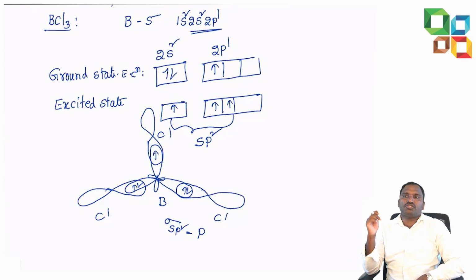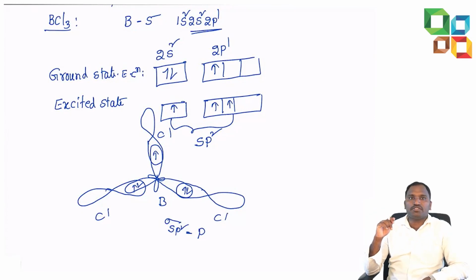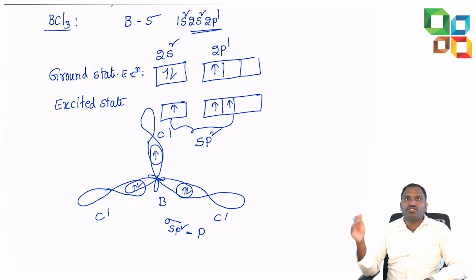So what things do you have to keep in mind while finding hybridization? First, write the electronic configuration, the ground state, taking only the valence shell. Afterwards, check how many bonds the central atom forms. So many unpaired electrons you create, and check which orbitals are involved. Based on that, you get the type of hybridization. Got it, students?